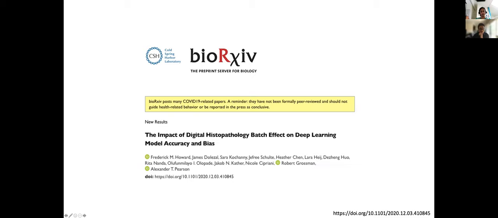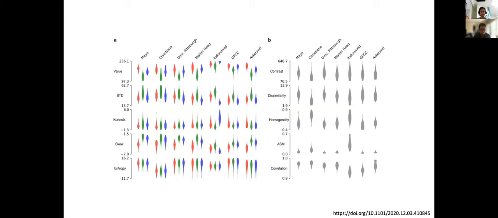Another paper did a similar analysis, but performed a little more in-depth analysis on the batch effect on deep learning models. They collected breast cancer histology slide images from TCGA, similar to our approach. They extracted first order statistics features, and also second order Haralick texture features from the histology slide images. Each column represents a different institution, and these are features extracted from the R, G, and B channels, red, green, and blue. As you can see, these feature values vary a lot, and the second order texture features also vary a lot.